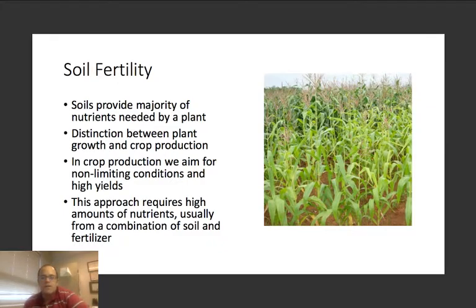But this is done by, generally speaking, seeking soils themselves that are very healthy and providing the fertilizer in order to avoid those shortfalls in any one nutrient. This usually requires a lot of nutrient and usually from a combination of soil and fertilizer in the end.